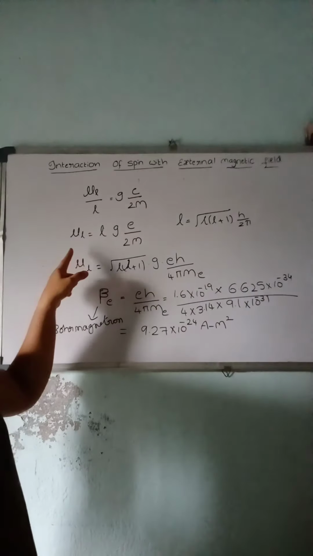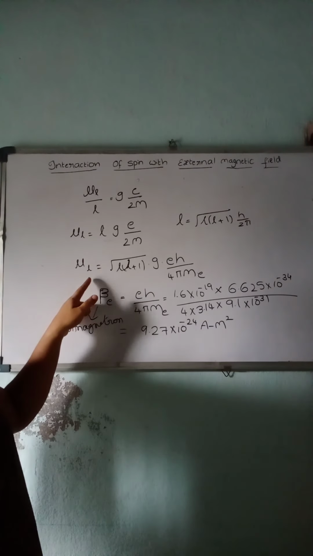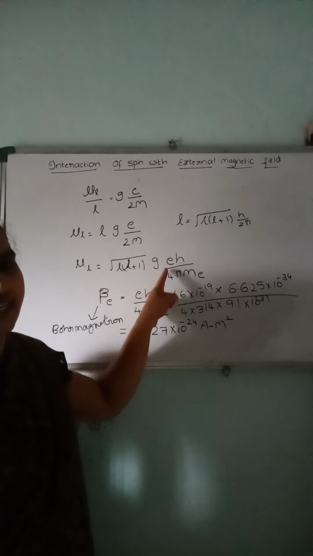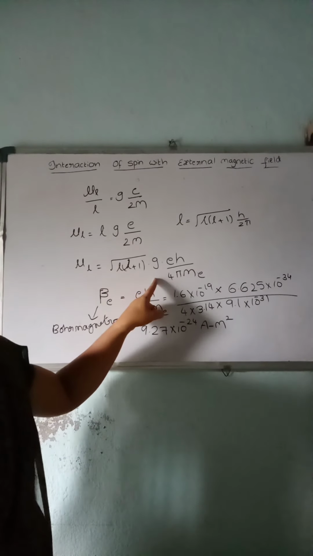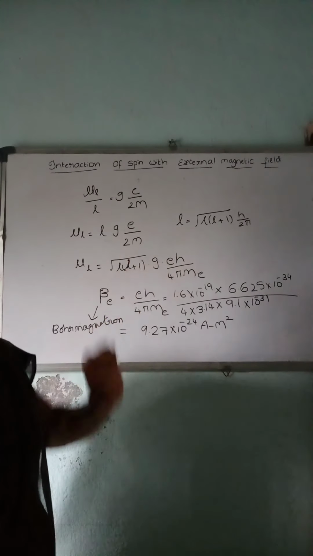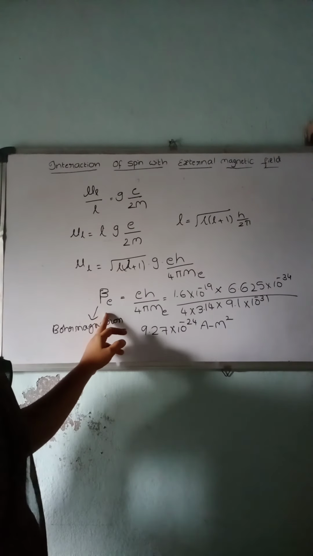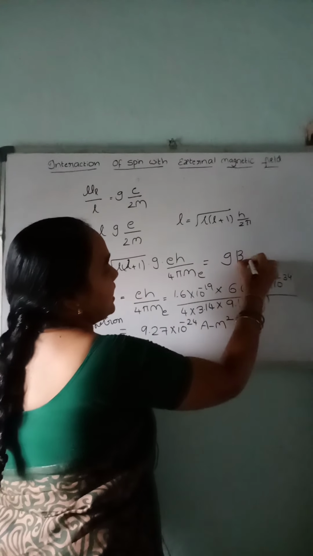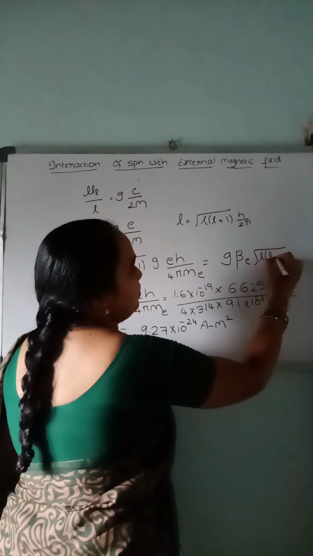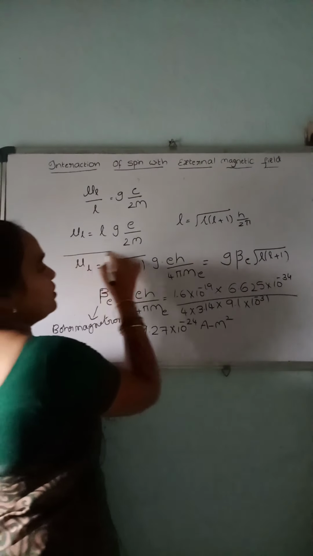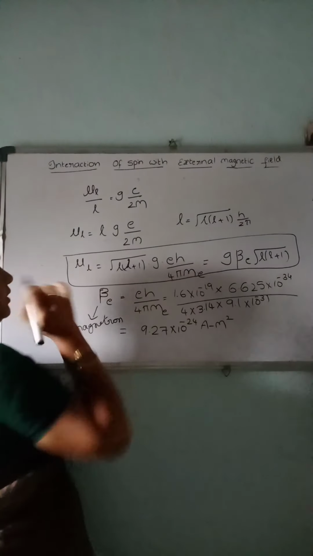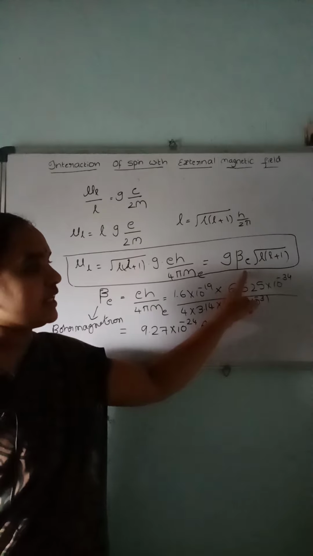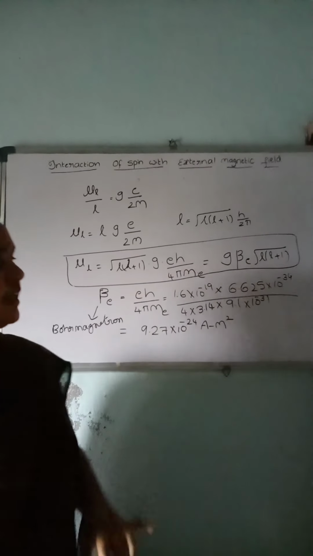So we have calculated the orbital angular momentum associated with that electron is root of L into L plus 1, g e h by 4 pi m, where g is the Landé splitting factor and e h by 4 pi m is the Bohr magneton for this electron. So this is simply g beta e root of L into L plus 1. This is exclusively for the electron. So the electron's magnetic dipole moment is equal to g beta e root of L into L plus 1.